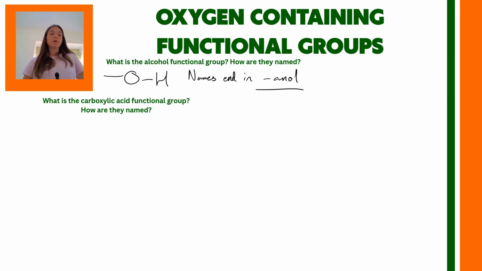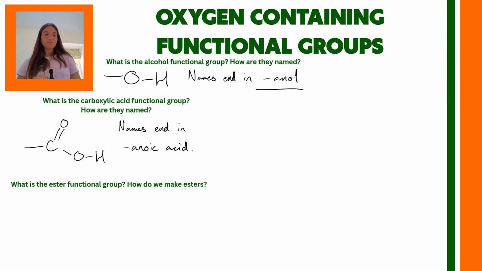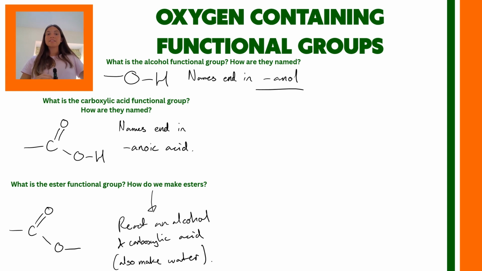What is the carboxylic acid functional group and how are they named? So carboxylic acid has this functional group here. So you can see a carbon, it's double bonded to an oxygen, and then some single bonds between oxygen and hydrogen as well. And the name ends with anoic acid. What is the ester functional group and how do we make esters? So there's the ester functional group, and what you have to do is react one of these alcohols with a carboxylic acid, and it will also make water as well as an ester.